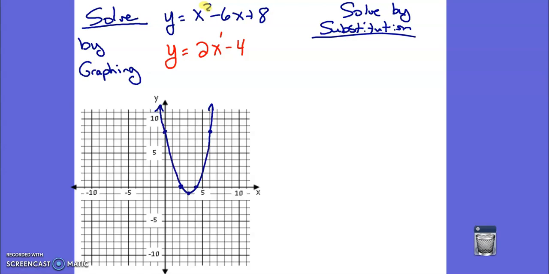So I graphed a parabola, and now I'm going to look at y equals mx plus b. And this I'm going to actually show just as a reminder of how to do the slope. You start at the y-intercept at negative 4, and then the slope is 2. So up 2 over 1, up 2 over 1.